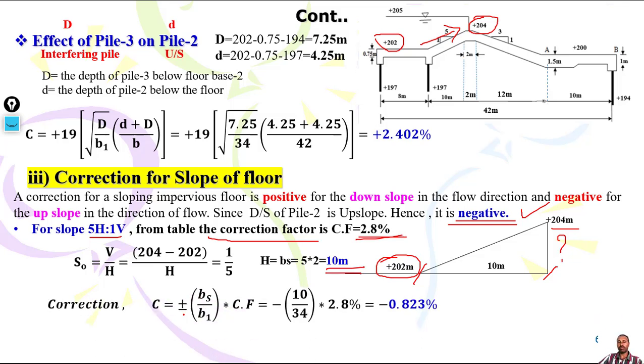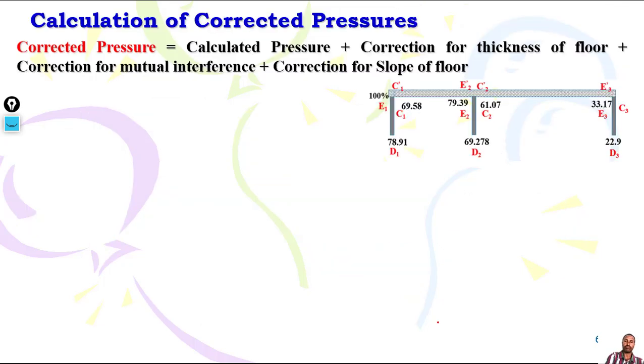Then correction will be plus or minus Bs, which is the horizontal distance of the sloping floor, divided by b1, which is just the total dimension up to the downstream side. Then you have this negative D2 upslope.